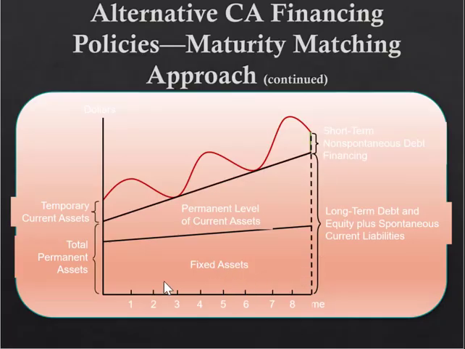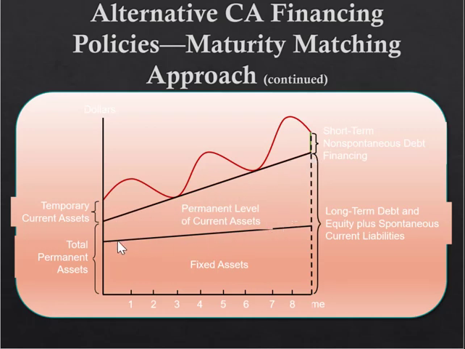You can see that you have a set of total permanent assets for the business. You've got fixed assets rising over time, and that's going to be essentially financed by long-term debt and equity and some spontaneous current liabilities, some current liabilities like payables. Then you've got a permanent level of current assets, and that permanent level of current assets is what you're going to maintain on a regular basis.